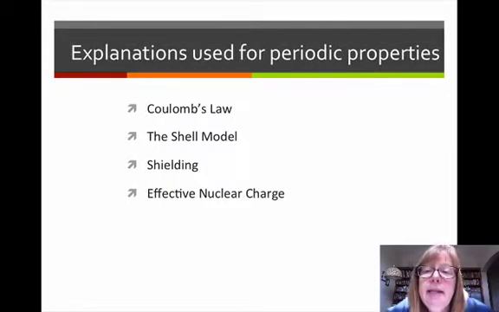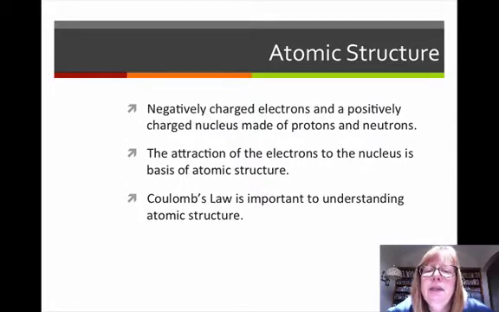And we're going to explain these periodic properties using Coulomb's law, the shell model of the atom, shielding, and effective nuclear charge. Again, we will define each of these and then try to use them as explanations for periodic properties. So first of all, in atomic structure, the big picture is that we have these negatively charged electrons that are in a cloud surrounding the positively charged nucleus that is made of protons and neutrons. These attractions of opposite charges of those electrons to the nucleus is the basis of atomic structure. And so Coulomb's law is important to understanding atomic structure.